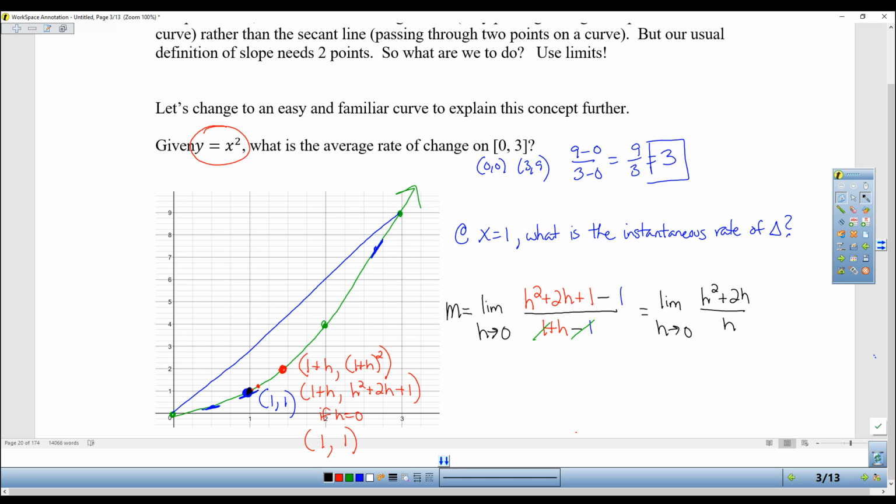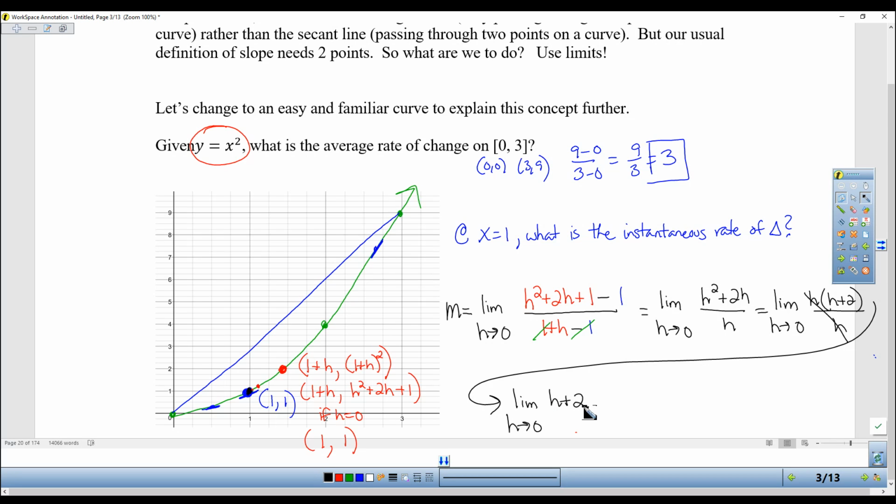Remember that for limits, your first strategy is always to plug it in, which you can't because you'll get 0 in the denominator. Your second strategy is to simplify and then try and plug it in. So that's what I'm going to do. And sure enough, when I simplify, the h's cancel. And now I get the limit as h approaches 0 of h plus 2. And now I no longer have to worry about getting a 0 in the denominator, so I can plug it in, and I get 2.